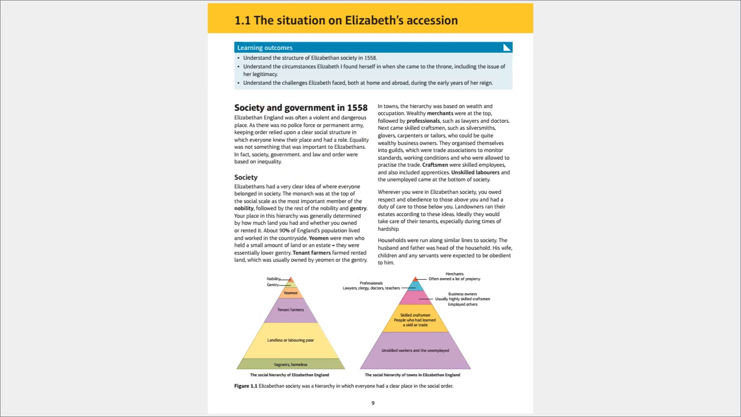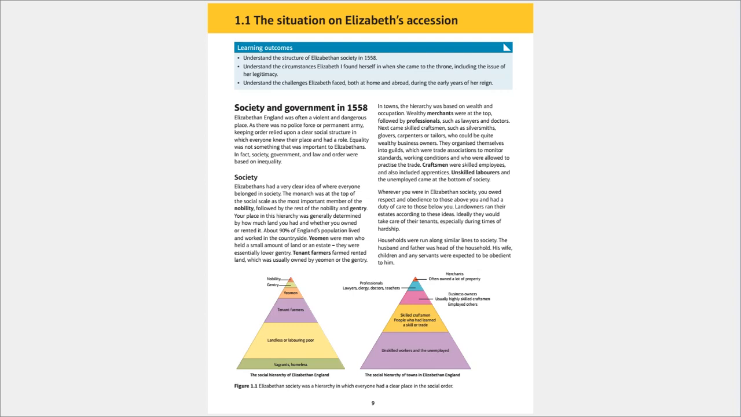Okay, so what we should have learnt from reading that, and what we should have noted down, is how hierarchical Elizabethan society was, how stratified it was. If you look at the pyramids that show you how society was broken down both in the rural areas and in towns and cities, you can see that there's a very small number of people at the top of society who hold the most power, and the vast majority of people at the bottom of society hold very little power at all.